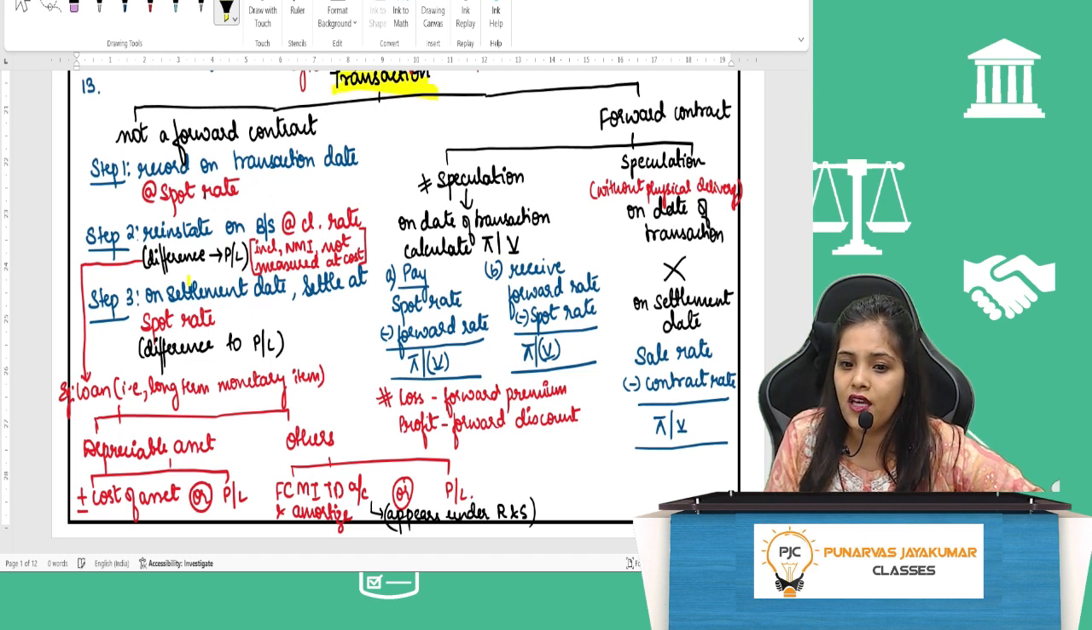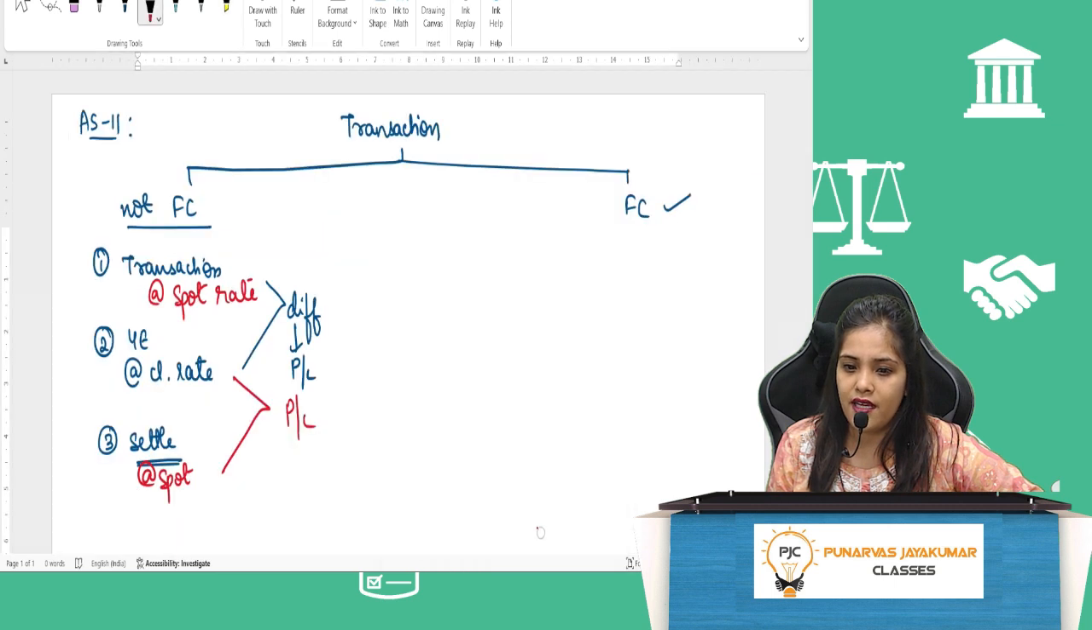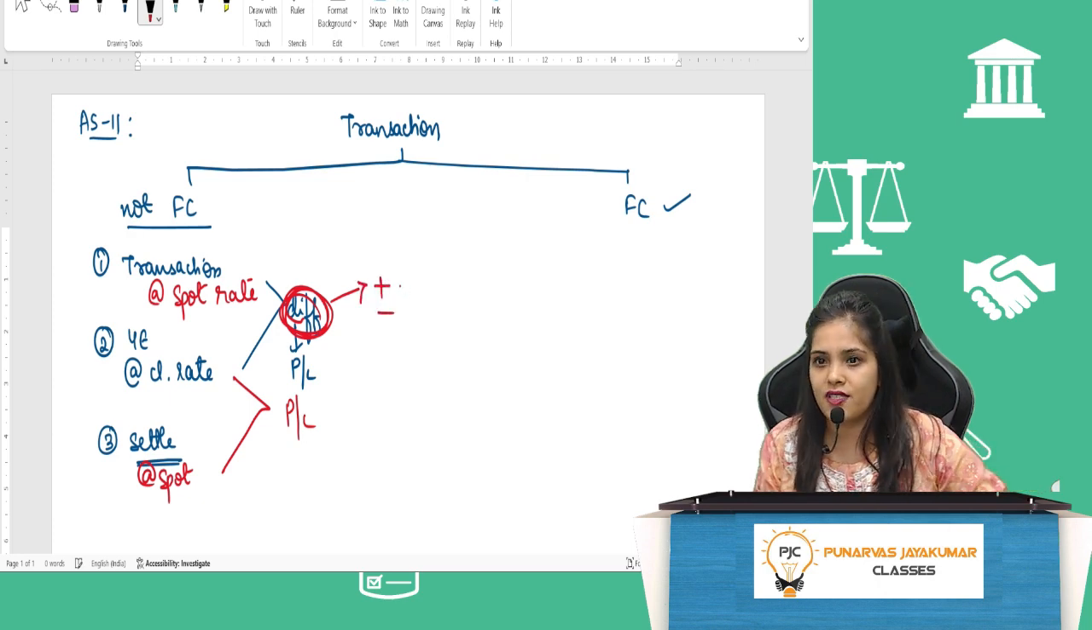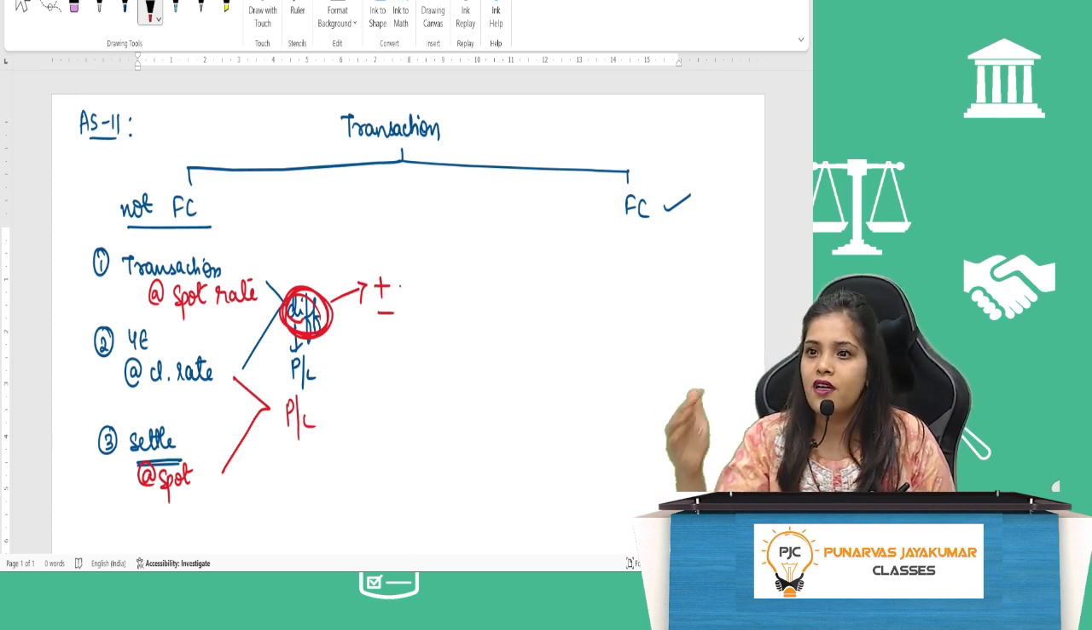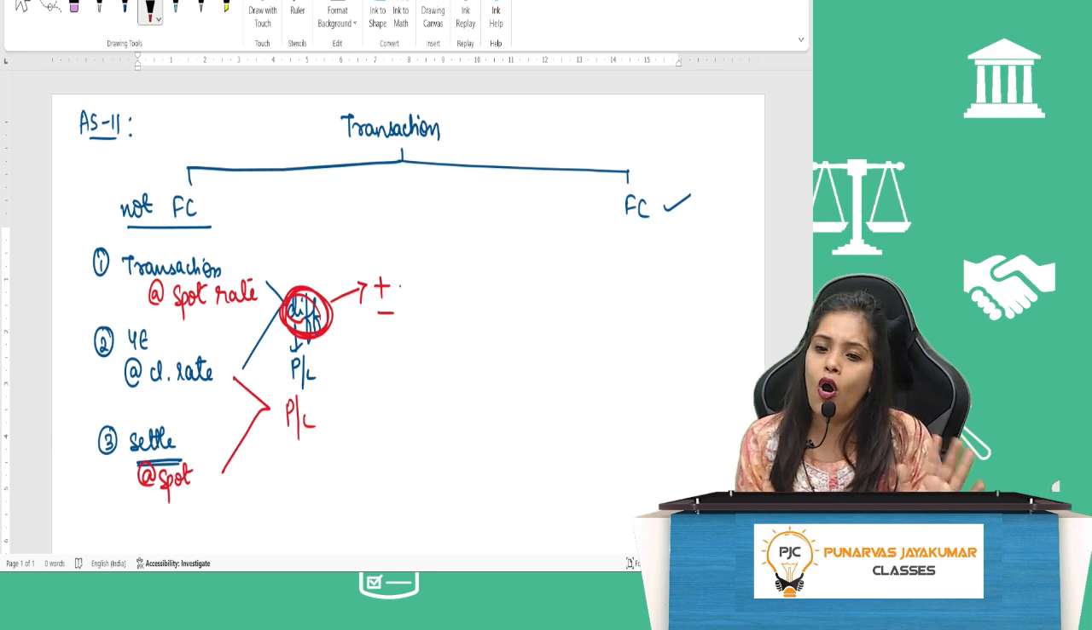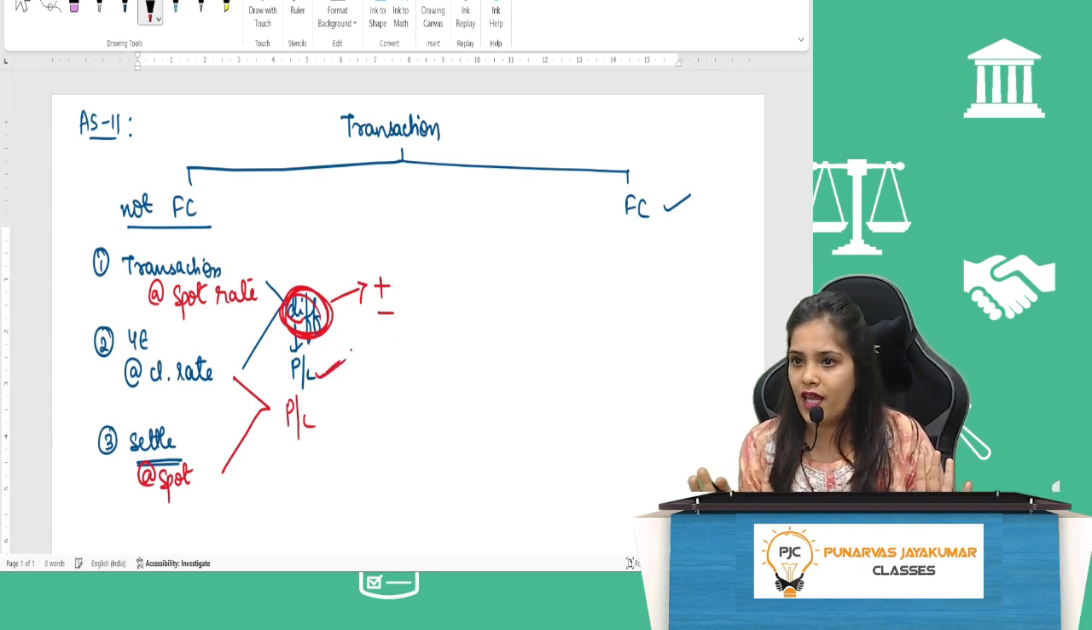Now in this case you have to look if this transaction is happening for a loan purpose. Meaning you have taken a long-term loan from abroad in the form of a foreign currency, then you have to check whether this loan was taken for a depreciable asset or others. If it was taken for a depreciable asset, then the difference can either be added to or subtracted from the cost of asset. Meaning if you have a loss, add it to the cost of asset, or if you have a profit, reduce the cost of asset. That option is available, or if you don't want to do it, you can charge it to P&L.